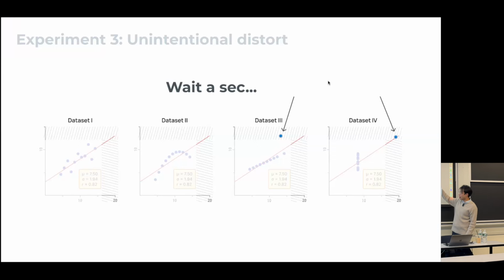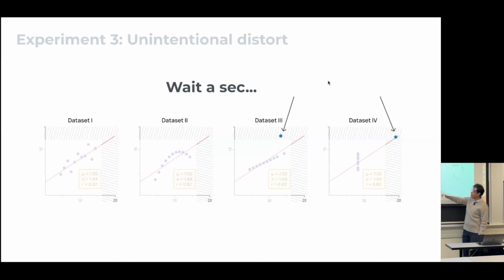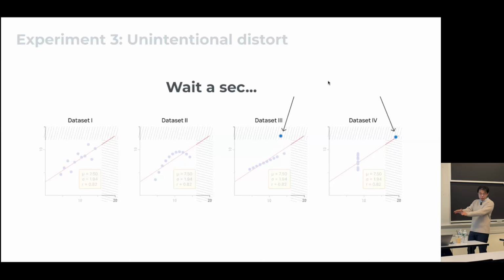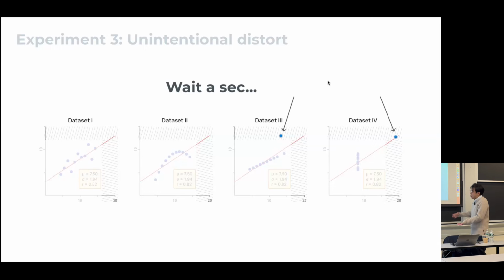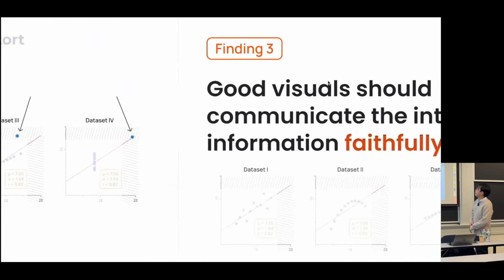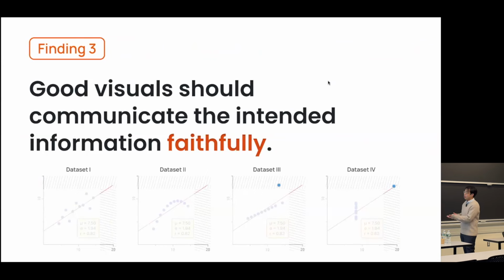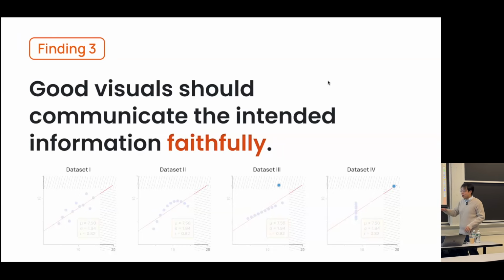And actually the two dots are the crucial things they're trying to communicate through these two plots, right? So this one is telling you, hey, there's an outlier, and there's an outlier, and then you're saying, for the merit of space, forget about it. There's no outlier, which is kind of distorting the information trying to communicate through this plot here. So this is finding three: good visuals should communicate the intended information faithfully. For whatever purposes, we should not lie, just like we should not lie in the text, we should not lie in the visuals.